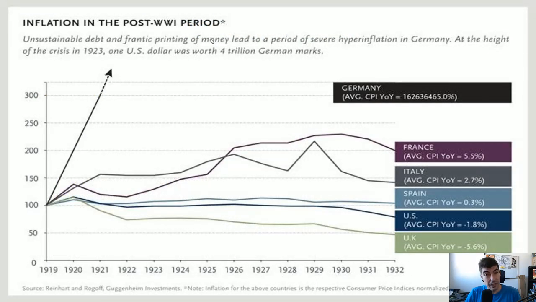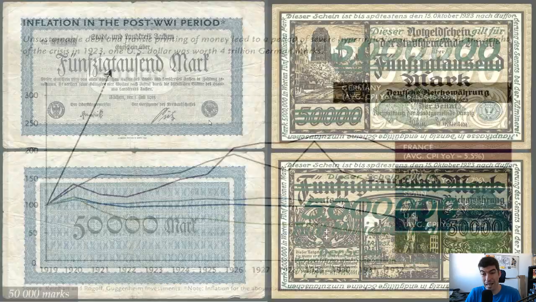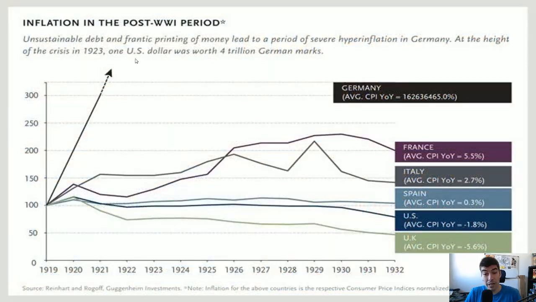Here you can see the inflation in the post-World War I period, and this is the percentage. We have a base 100 here in 1919. This is the inflation of several European and American countries, which is a lot, but it fits in the graph. And this is Germany, boom, it goes out of the graph a lot. As you can see here, $1 US was worth 4 trillion German marks. So the value of 1 German mark was almost nothing.